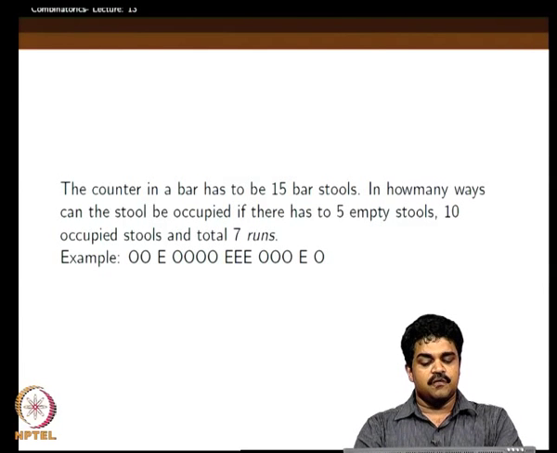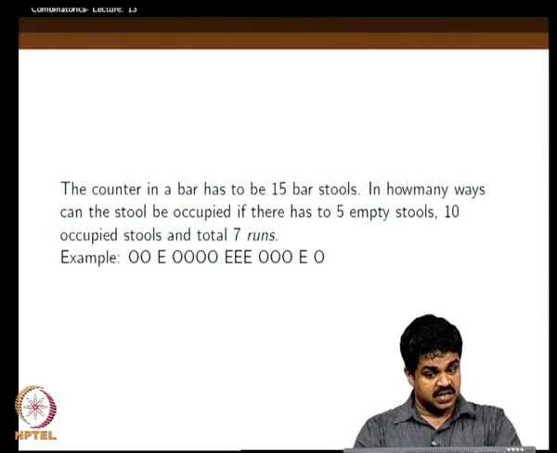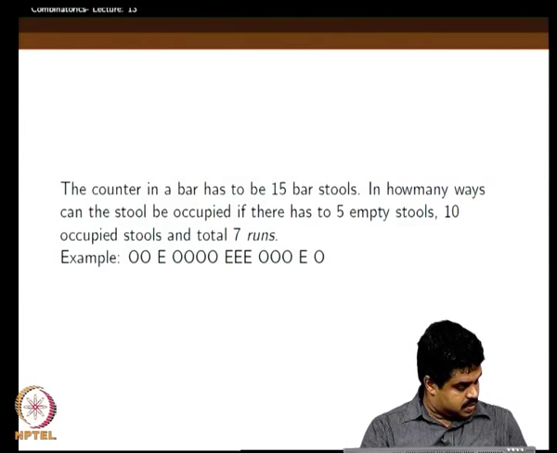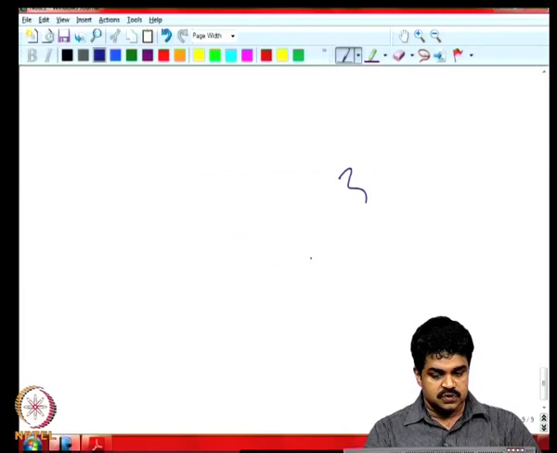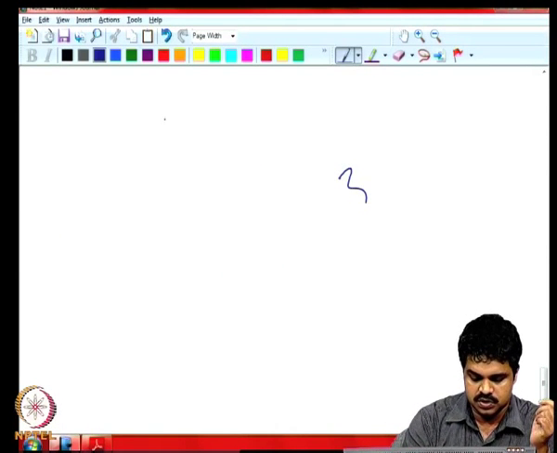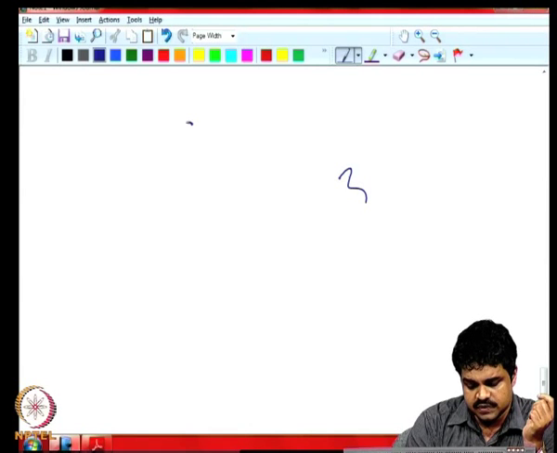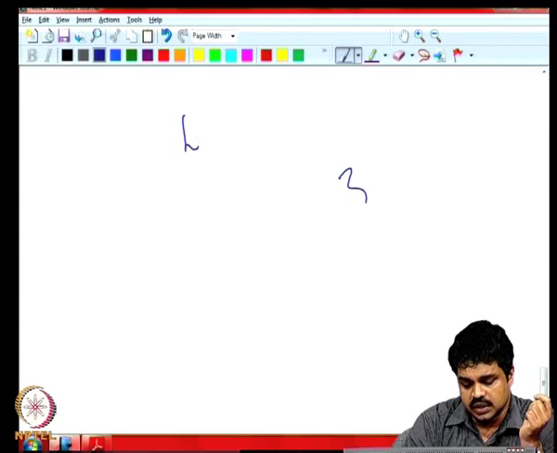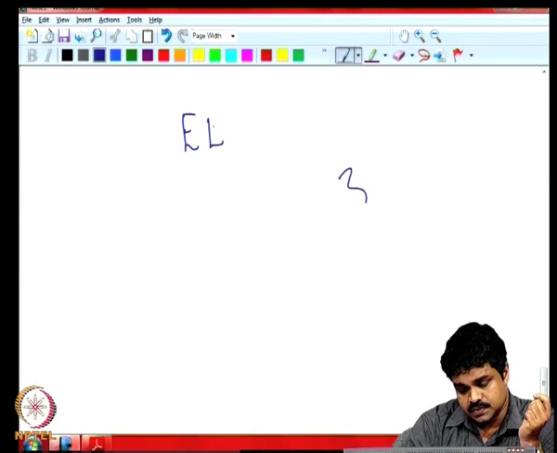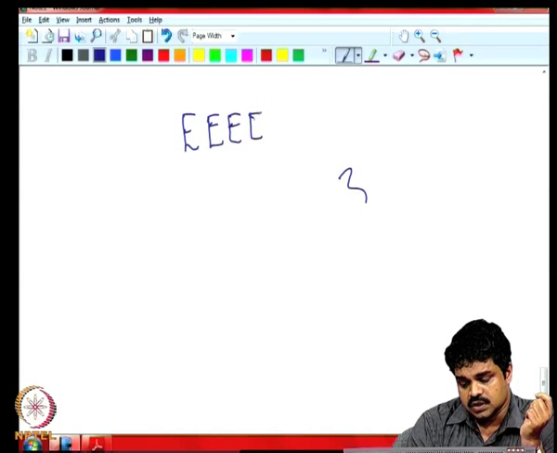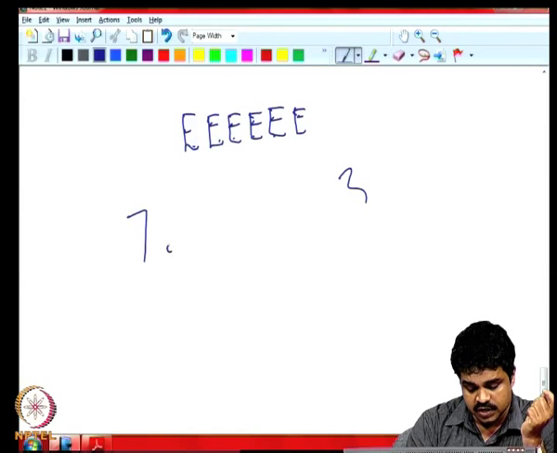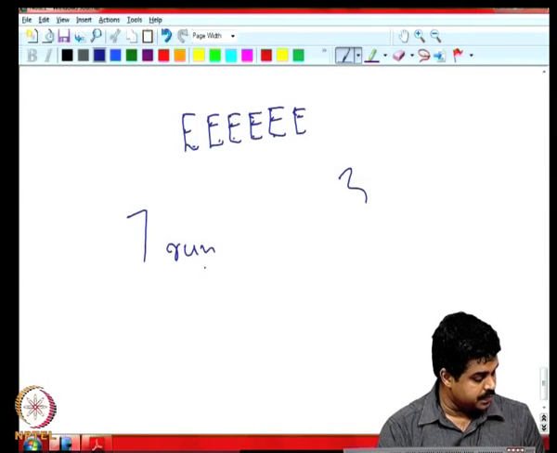We just want to find how many patterns will have 7 runs, that is what we are asking. We deal with this question in the following way. For example, to get 7 runs, I can start with an E, then I can keep on writing E's. How many E's can I write? 1, 2, 3, 4, 5, 6. Okay, 7 runs I want, and also there is a condition in that problem.